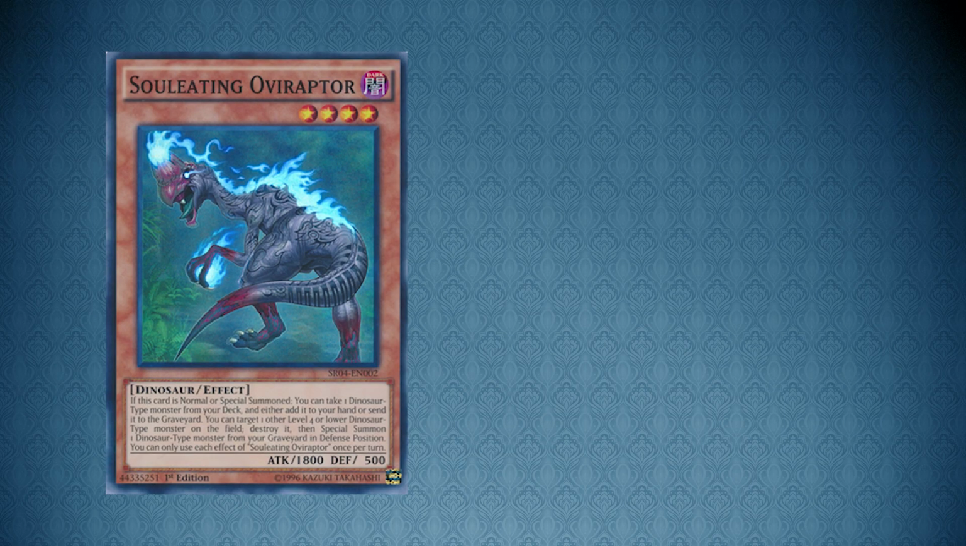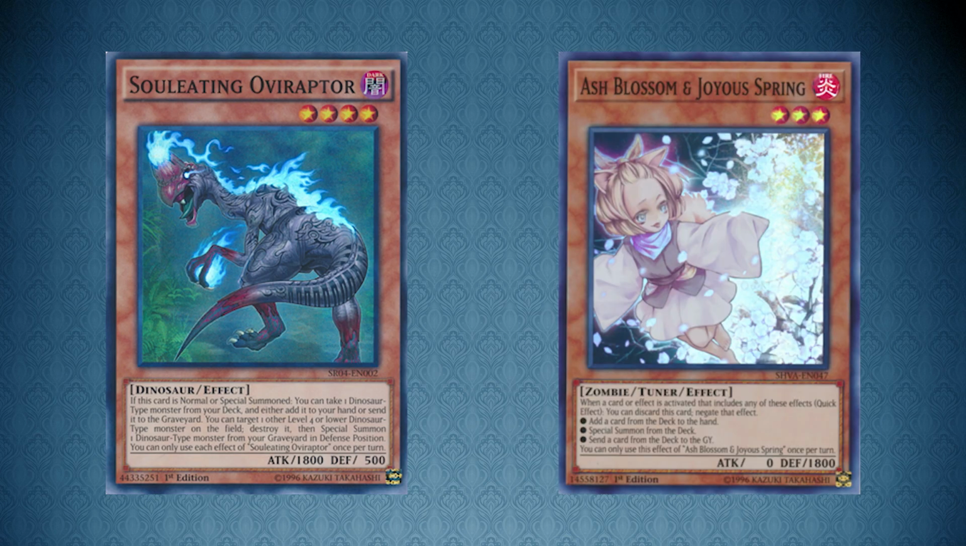On the other side of the coin is the term use. This means that if the effect is negated, you cannot activate it again. An example of this is if you summon Soul Eating Oviraptor and activate the effect to send a card to the graveyard and your opponent chains Ash Blossom and Joyous Spring. Oviraptor's effect is negated and cannot be activated again this turn because it says use instead of activated. And again, same goes to once per duel cards like Dotscaper.